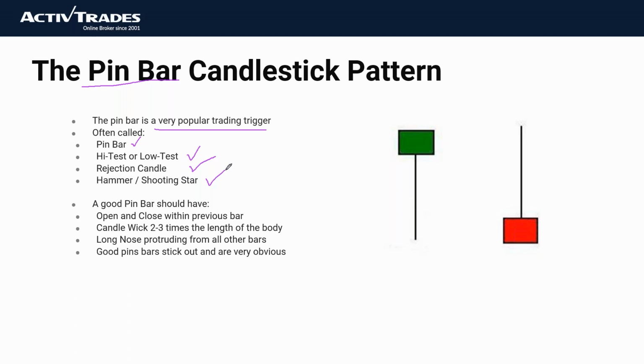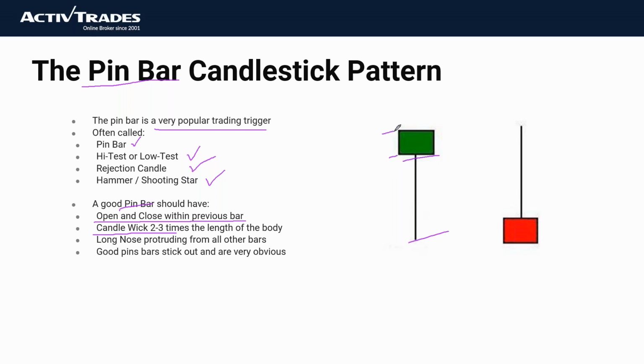What I would say is that I'm not entirely worried about how you choose to label the candle. Okay, how you label it is your own choice. The important thing is that you understand what it is and what has occurred to actually form that pin bar. That's the important thing. All right, and a good pin bar should have the open and close within the range of the previous bar. The candle wick should be 2 to 3 times the length of the body, and normally just a small body.